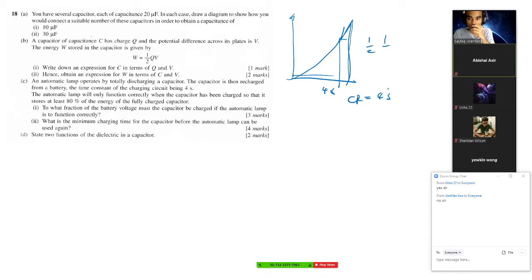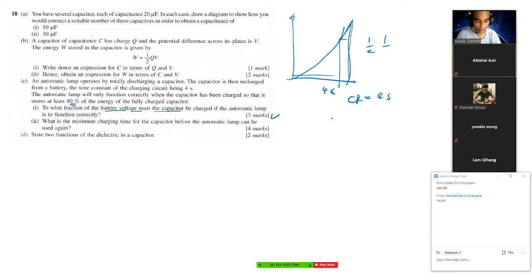So the capacitor needs at least 80% of the energy of the fully charged capacitor. So what fraction of the battery voltage must the capacitor be charged to if the automatic lamp is to function correctly? How much of the battery voltage must be put into the capacitor for the automatic lamp to function correctly? This is 3 marks.